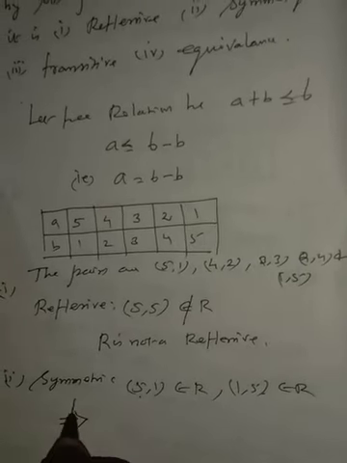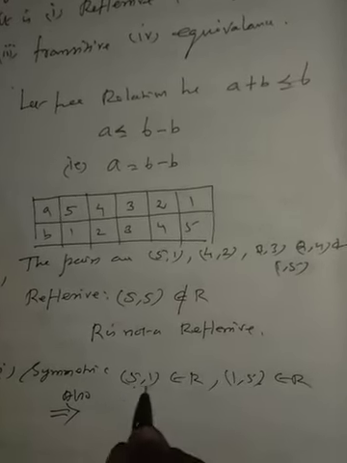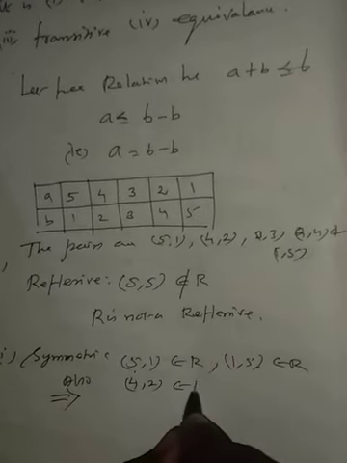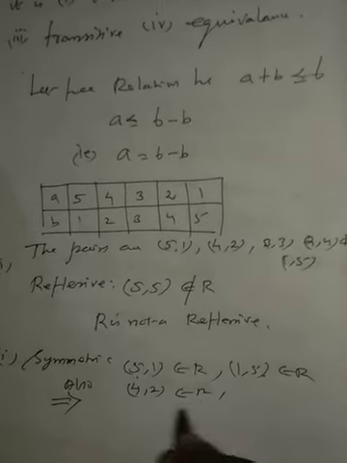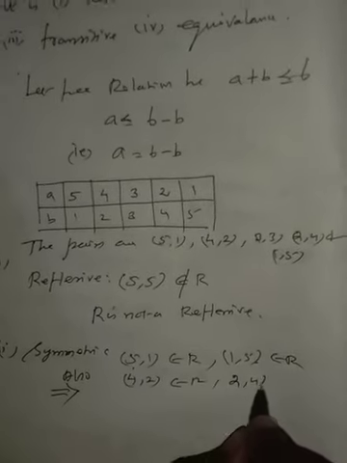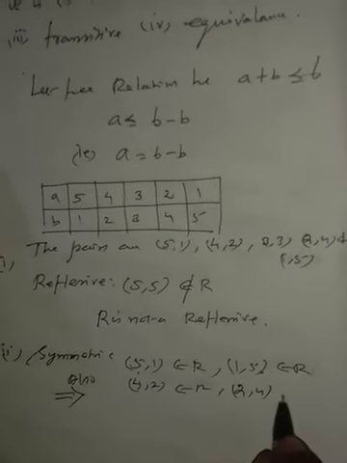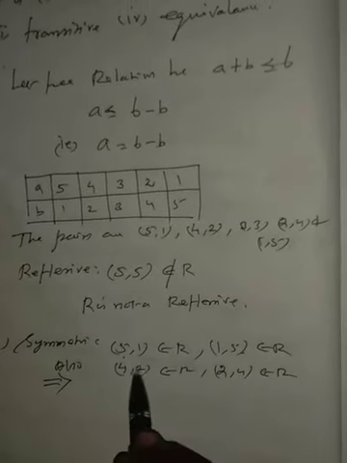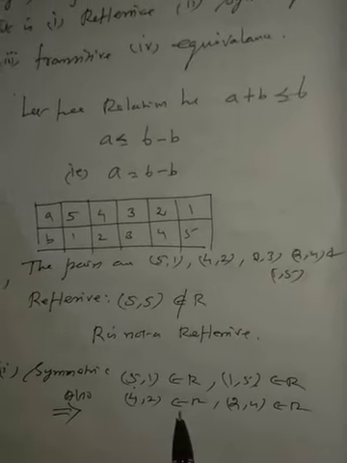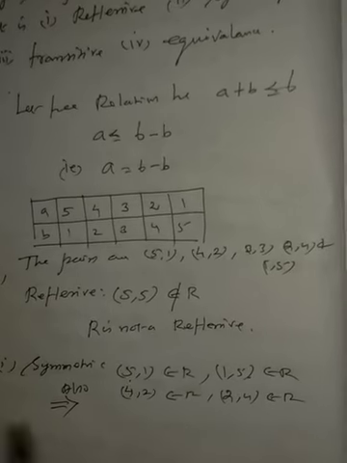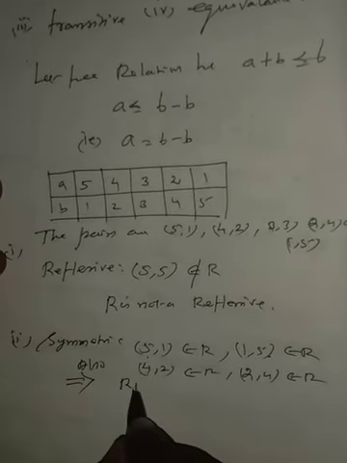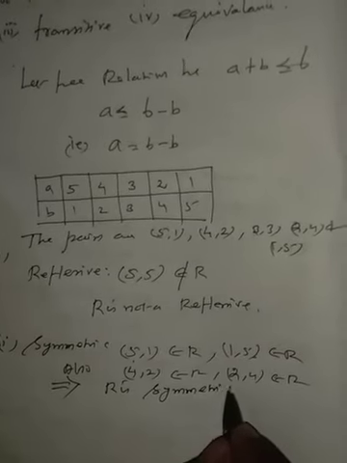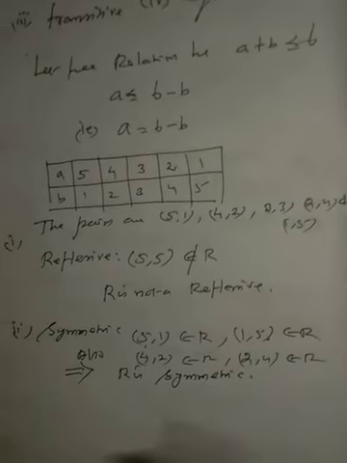Also another pair 4, 2 belongs to R, and 2, 4, the last but one, belongs to R. Now we have taken these pairs. R is symmetric. Next, transitive.